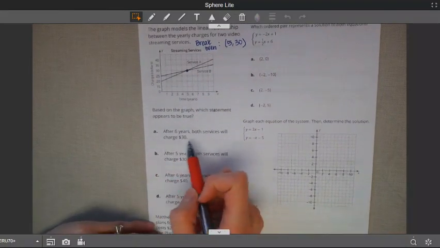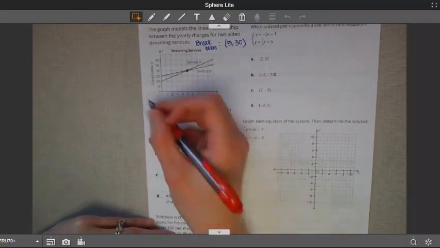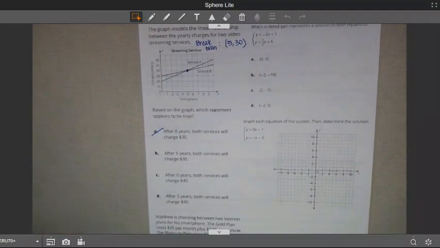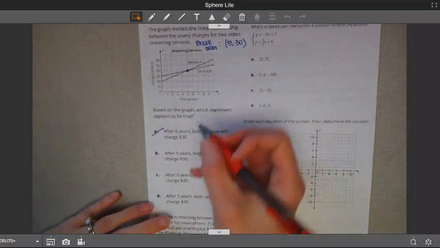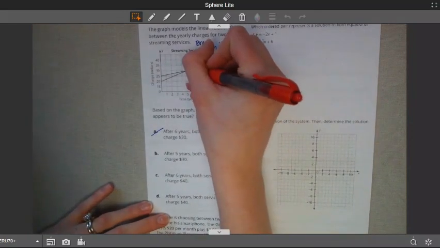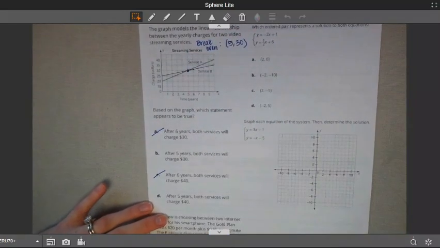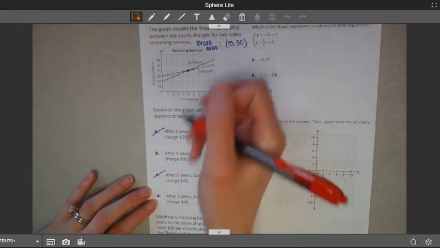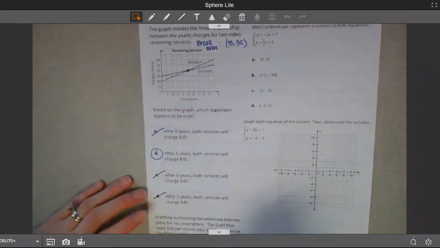After 6 years, both services will charge $30. Well, no, that's after 5 years, so A doesn't make sense. After 5 years, both services will charge $30. Well, that looks like a good choice based on what we just wrote down. After 6 years, both will charge $40. Well, at 6 years, neither of them charge $40, so no. After 5 years, both charge $40. No, 5 is $30. B is the best option.